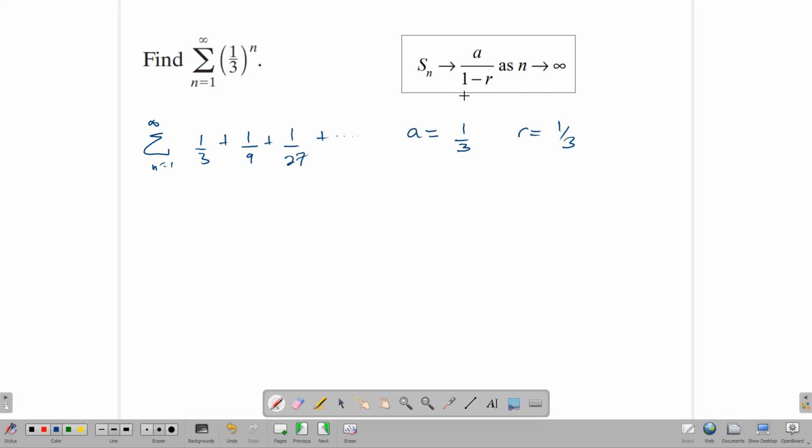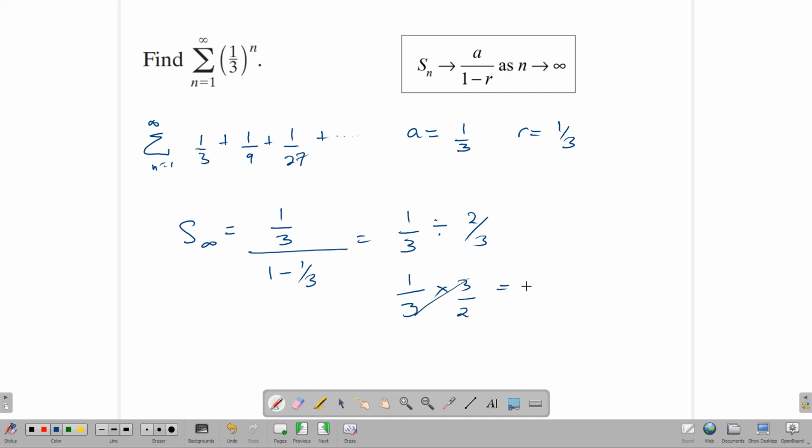So we can put this information in this formula and find the sum to infinity. That is, if you add all the terms, the sum to infinity is going to approach this number. The sum to infinity is going to be a, which is 1/3, divided by 1 minus 1/3. And this gives us 1/3 divided by 2/3, because 1 minus 1/3 is 2/3. And of course, a simple calculation here results in a half. So the sum to infinity of this particular series would be a half.